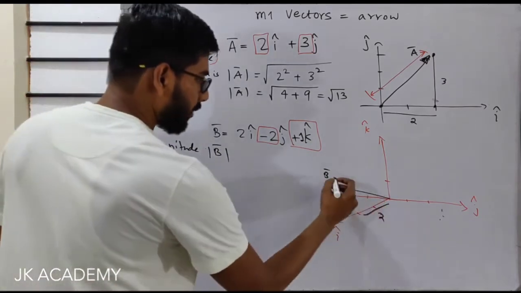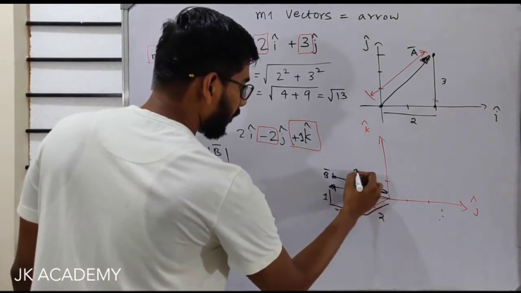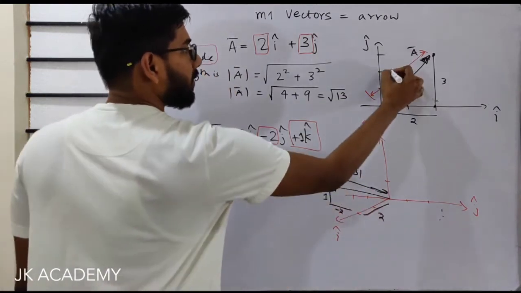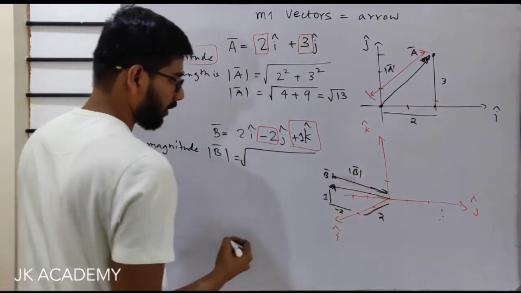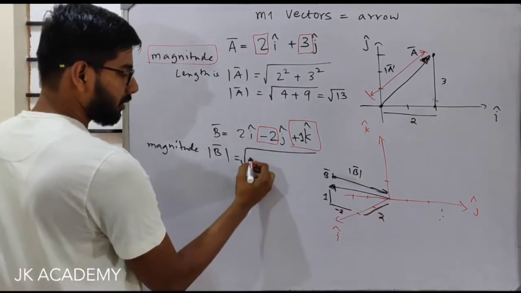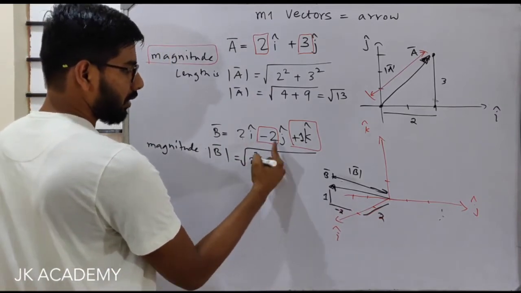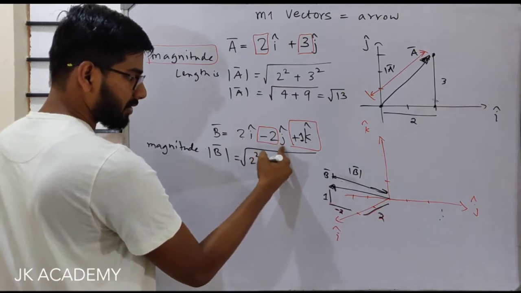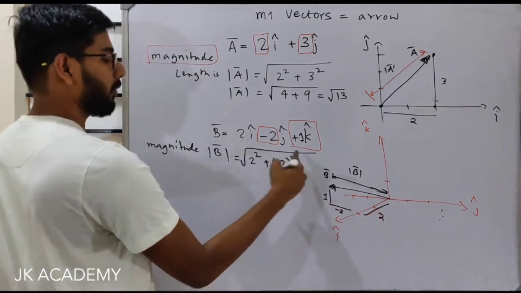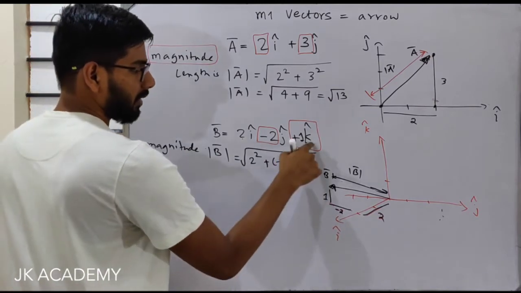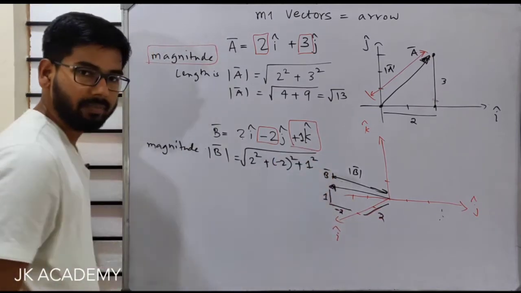So the length of this arrow, modulus b bar, this is modulus a bar. Modulus b bar is what? It is under root whatever the number beside i is, 2 square, plus whatever the number beside j is, minus 2 square. You have to take it with sign and square the whole term. Next, the number beside k is 1 square.